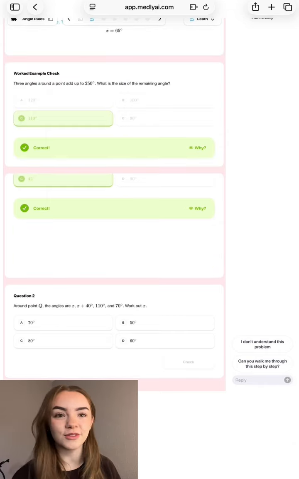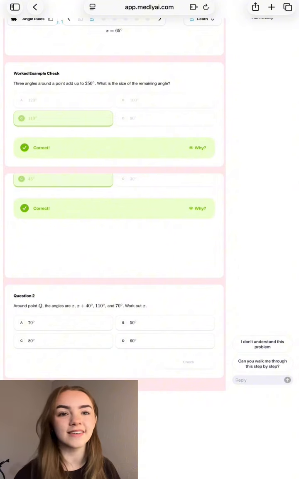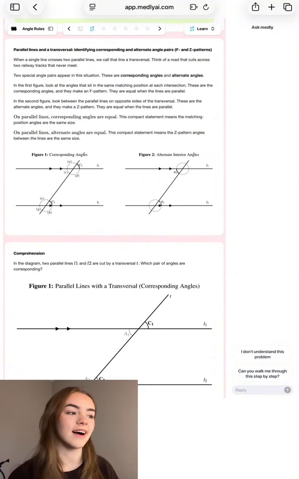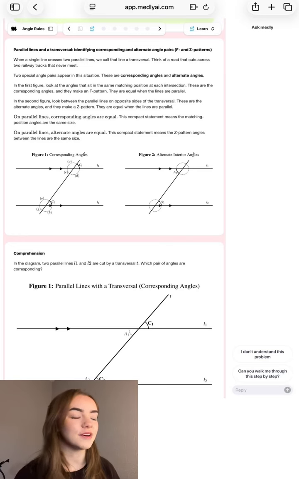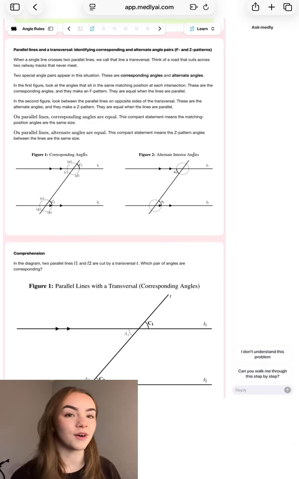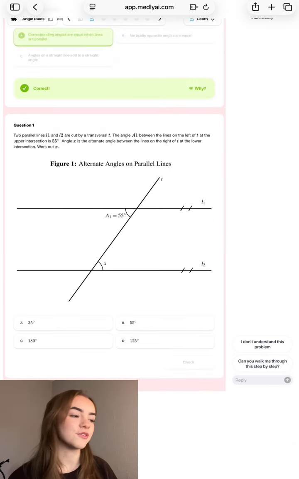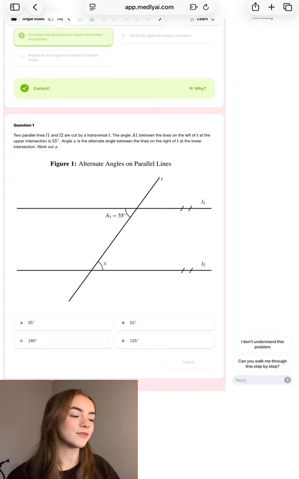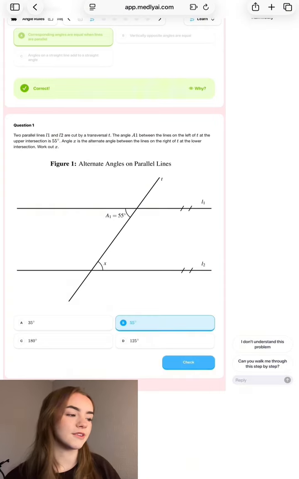There's plenty more questions to have a go at. I'm going to skip past these and see which angle rule comes up next. Next we have angles in parallel lines. Figure 1 shows that corresponding angles are equal and figure 2 shows that alternate angles are equal. Having a look at one of these questions, what will angle x be? We know that alternate angles are equal, so x has to be equal to 55 degrees.